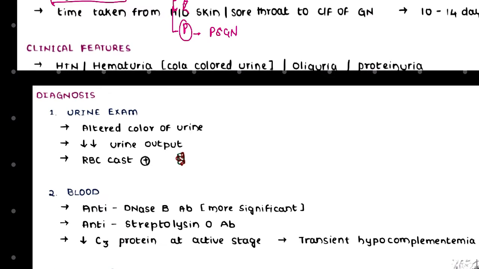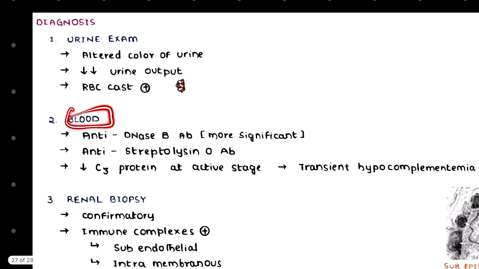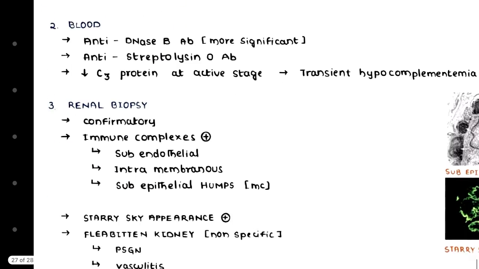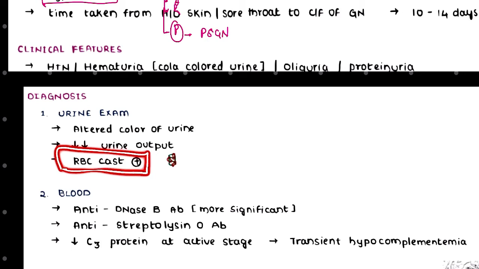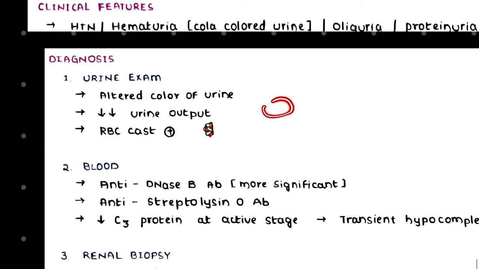Now how will we diagnose? In order to diagnose it, we will do urine examination, blood examination, and a renal biopsy, right. Initially moving toward urine examination, yes, altered color of urine. Why? Because it will be cola colored because of RBC, blood in urine. Decreased urine output, yes, that we have found, less than 400 ml per day. RBC casts are seen, yes, in our Tamm-Horsfall cast, there will be RBCs attached. Here you can see there is our Tamm-Horsfall cast, where RBCs are right here attached to it, so it is called an RBC cast.